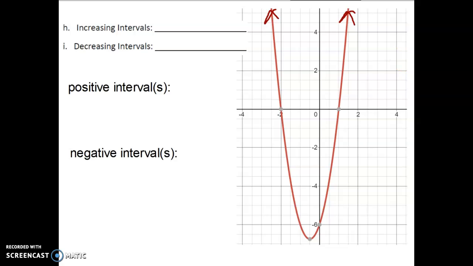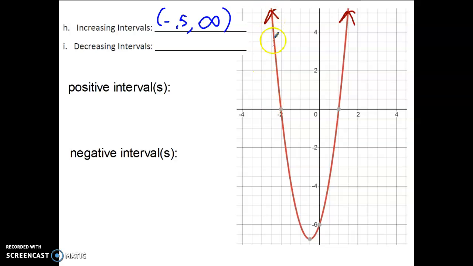Okay, so now increasing intervals. Do you remember from before? Increasing means going up, and as we go to the right, this whole part of the graph is increasing. So I'm going to increase from this point forever to the right, and this point is the x value x equals negative 0.5. That was the vertex. And then I will increase forever to the right, which means I'm going toward positive infinity.